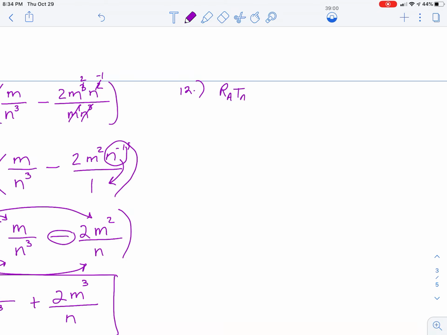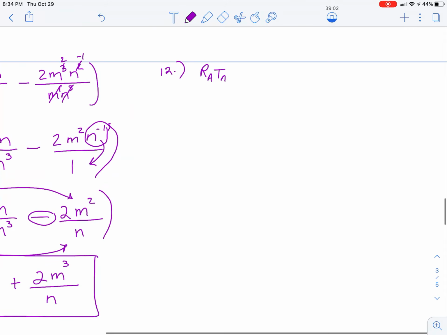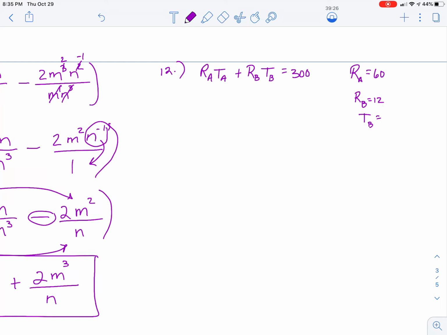So I have RA TA plus RB TB equals 300. There's our equation. We know that RA is equal to 60, so we're going to do some substituting here. RB is equal to 12, and TB is equal to TA plus 7. So we're going to substitute in where we see these terms.